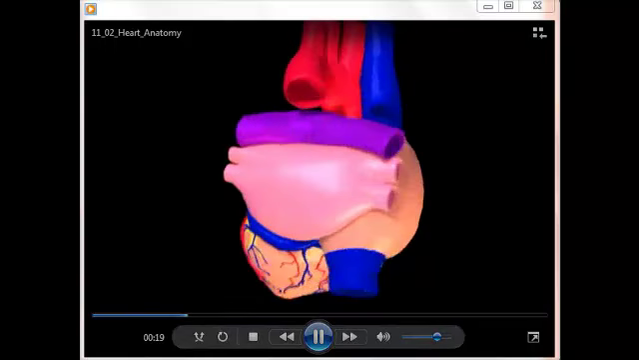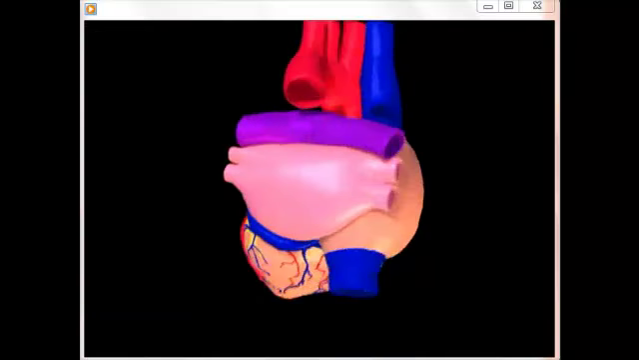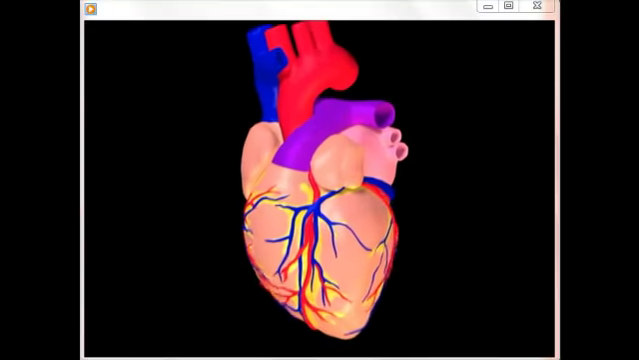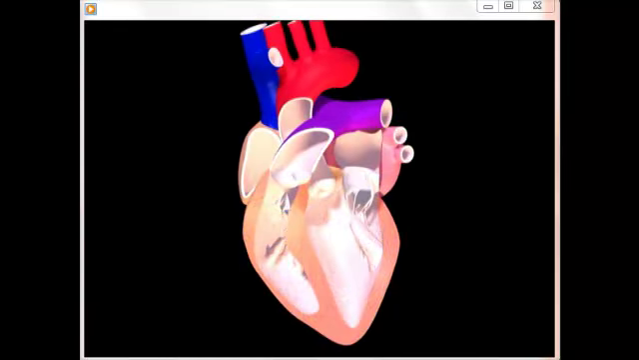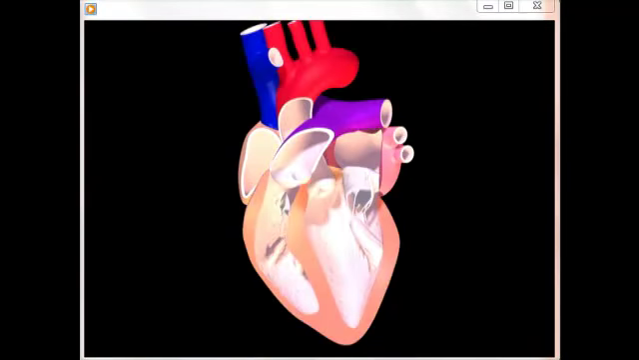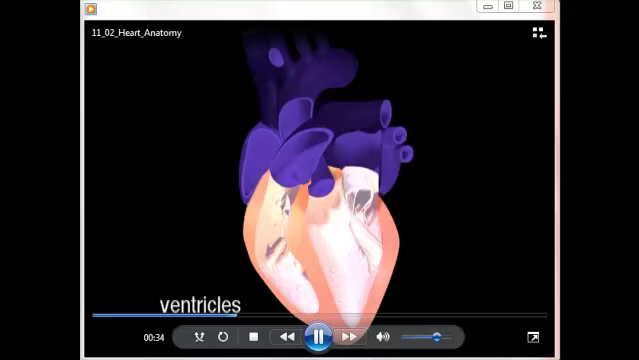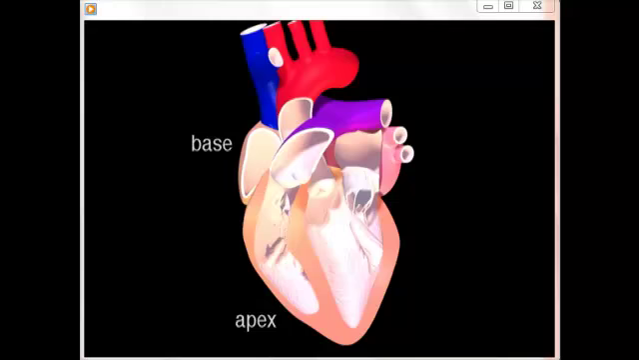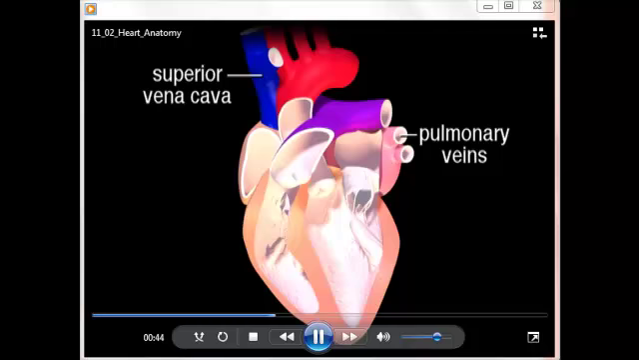Alright, here's a little video showing the heart pumping. It's going to point out the different parts of the heart. So here's our heart. We have atria and we have ventricles. These are the different parts of the heart. We have the base of the heart, which we already talked about, and the apex. So the ventricles are the two chambers below, and the atria are the chambers above.